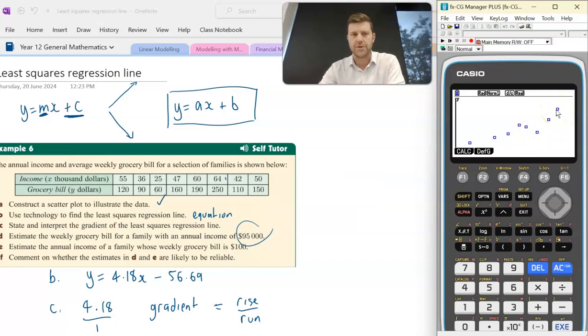So an income of 95,000 would be well off the chart here. I'd have to extend my view, and I won't do that. But you can obviously see that it exceeds that upper pole. And that's what we're talking about in terms of extrapolating that prediction from outside the poles, which means it's not necessarily reliable.